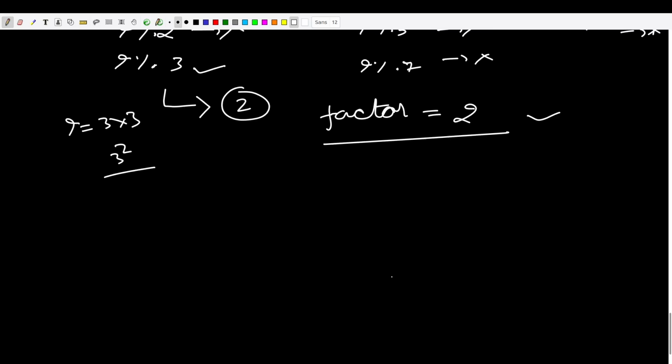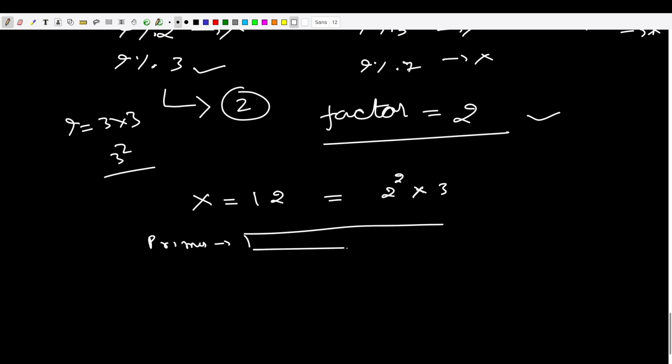Let us take one more example in order to understand this. So for instance, let us say that the element x is 12. So 12 is, we know, 2 squared into 3, right? This is what 12 is. And the list of primes which we have is 2, 3, 5, 7 and 11. So the first thing we are going to check is whether 2 divides 12 or not. In this particular case, 2 divides 12.